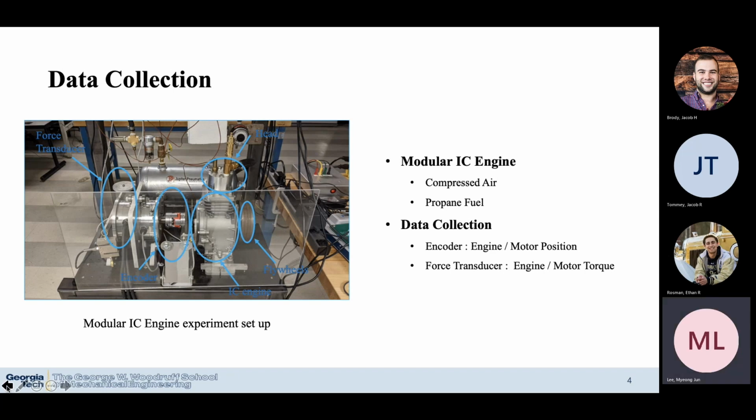This setup engine is connected to a 48-volt regenerative motor, which can turn the engine or can be turned by the engine to store the energy. The encoder can collect the engine and motor's positions, and the force transducer can collect the engine and motor's torque. This modular engine can be operated by either compressed air or propane fuel. However, in this lab, only air is used for safety purposes.